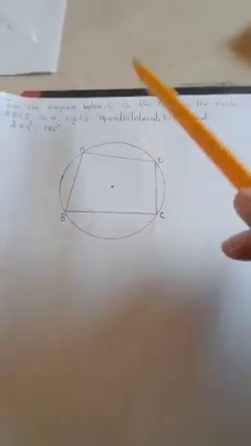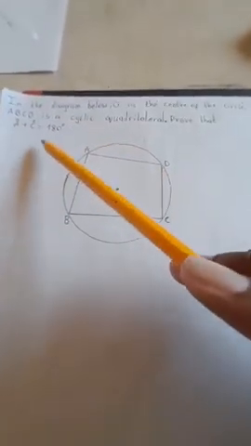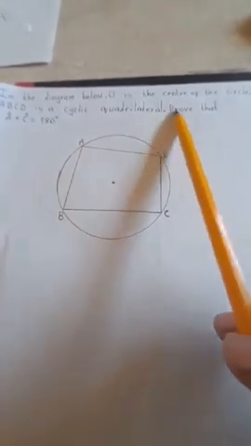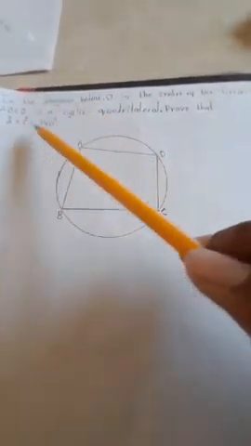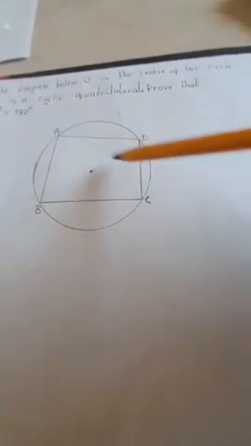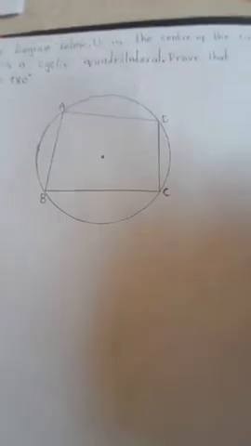In the diagram below, O is the center of the circle. ABCD is a cyclic quadrilateral. Prove that angle A plus angle C, these two angles here, are 180 degrees. Their sum is 180 degrees.